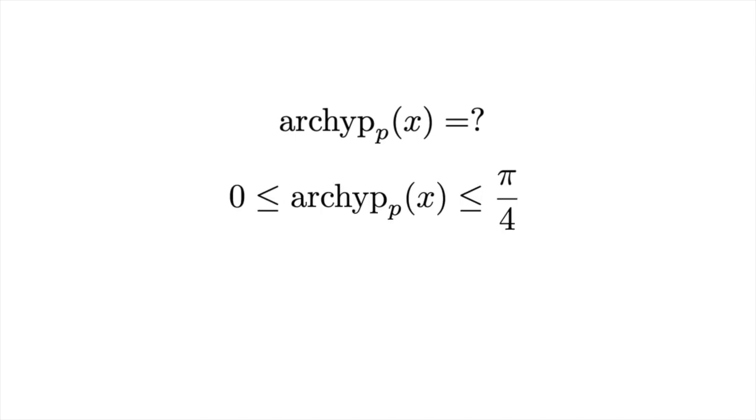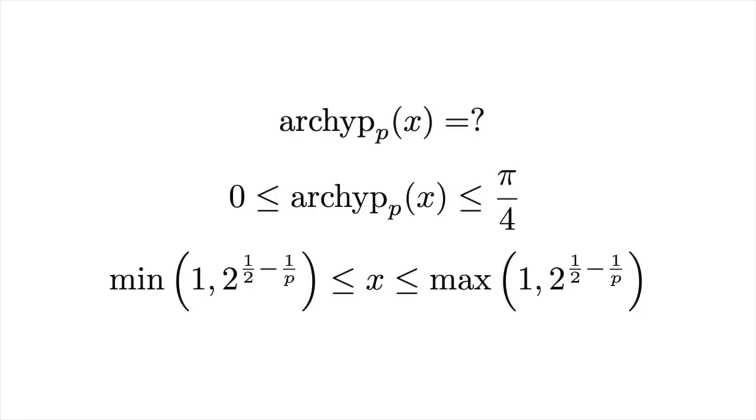At this point, you might be wondering about the inverse of hype. Sadly, I don't have an expression for this function, but here's a little information about it. Its range should be from y equals 0 to pi over 4, and its domain is a little complicated. If p is greater than 2, the domain is from 1 to 2 to the 1/2 minus 1 over p, and if p is less than 2, it's the opposite. If you're interested, please comment down below what you think may work for solving this, or if you did find a solution.